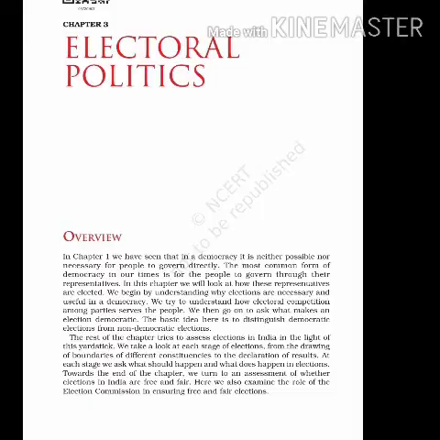In this chapter, you will understand how the representatives are elected. The chapter begins with the topic of why elections are necessary and useful in a democracy. Then it further explains how electoral competition among parties serves the people. The basic idea that the chapter tries to convey is to distinguish democratic elections from non-democratic elections. So, moving into the chapter, electoral politics.